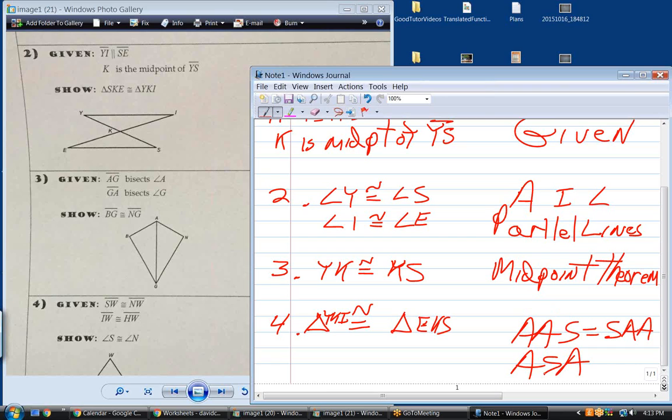Notice that AAS is the same as SAA. This one's different. This one has to be angle, side, angle. And that's not the case here anyway. But it's definitely angle, angle, side. And I don't even think they refer to that one as a reason, so we have to write it like that.